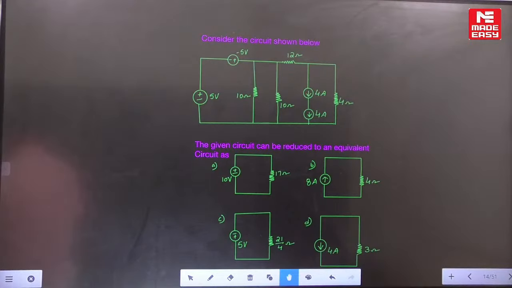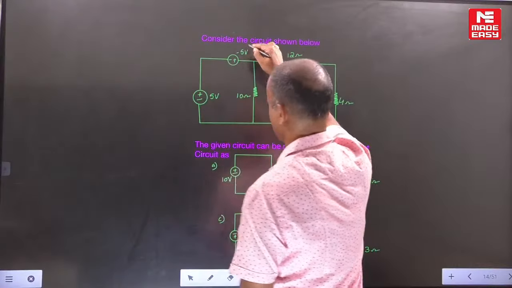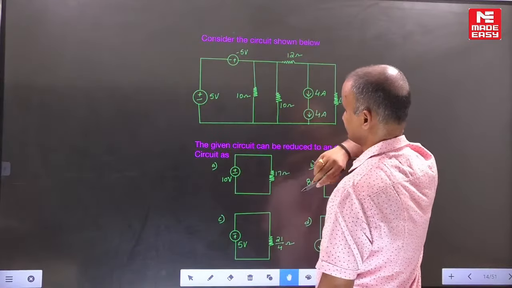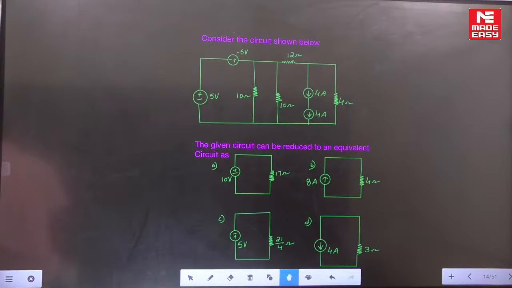Yes, very good. Simple question. Yes, minus 5. The upper one is minus 5 volts, and this one is plus 5. It's a very easy question.